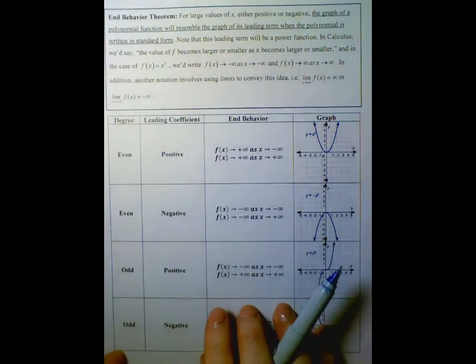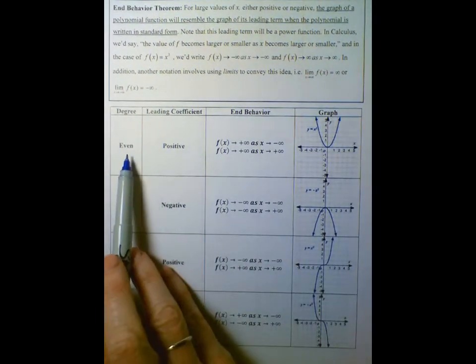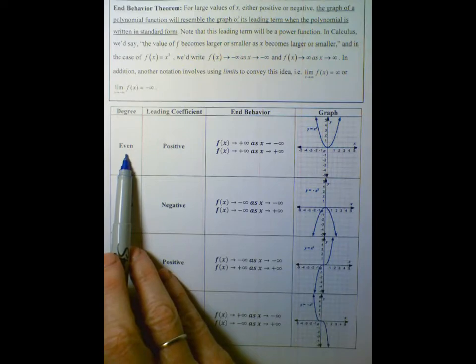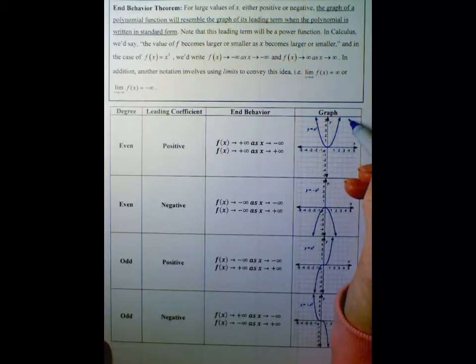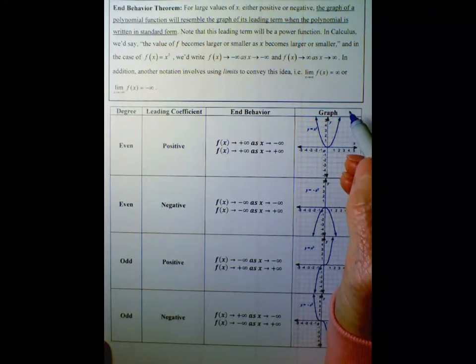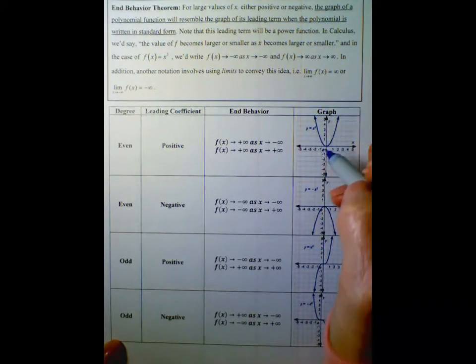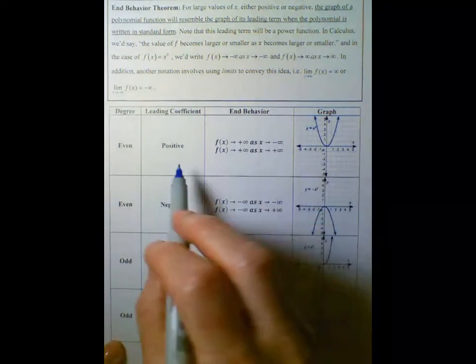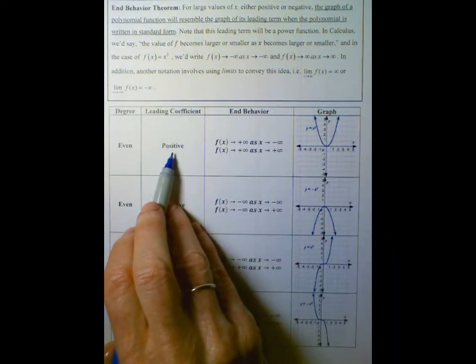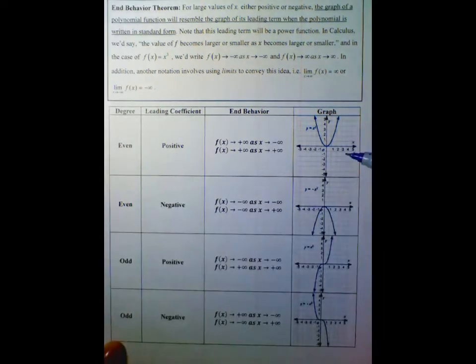Okay, so let's look at this table to help us sort things out here. If the degree is even, remember what those all looked like. They had that parabola shape, just got a little flatter on the bottom as n went up, and they were steeper as we went out. If the leading coefficient is negative, it flips over the x-axis, and we'll see that here.